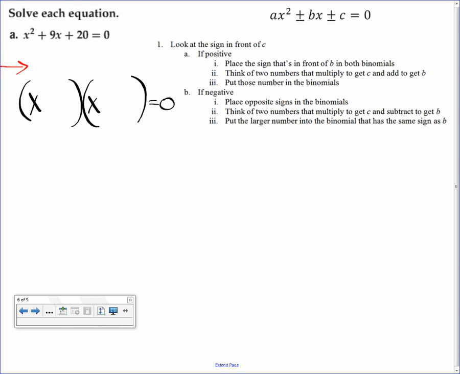Okay, since that's a plus, then we're going to look at this sign. If that's a plus, I'm going to put these signs in the parentheses. Now, if that's a plus and this is a minus, both of these would be minuses. Okay, now I need to think of numbers that multiply to get me 20. Those numbers are 1 and 20, 2 and 10, 4 and 5. Okay? Now, we want the numbers to, and here's another point that you look.